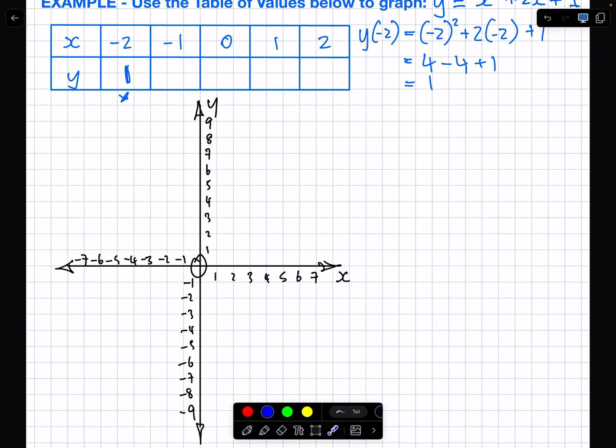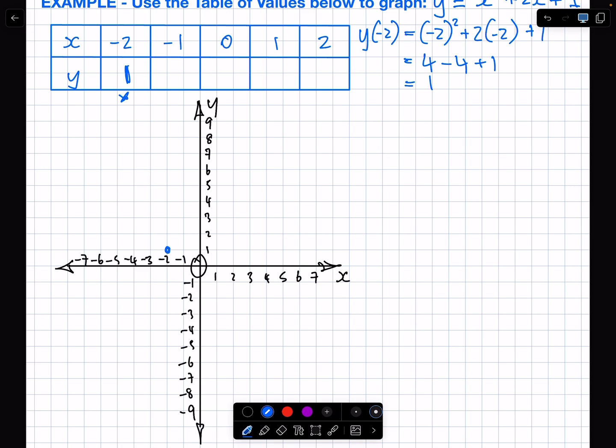So can someone direct me? My cursor is hovering over 0, 0. And I want to plot -2, 1. Where do I move? Where do I go from the middle? Say it loud. You're pointing the right way. To the left, how many? 2. And then how much? Do I go up or do I go down? Up 1. Well done.